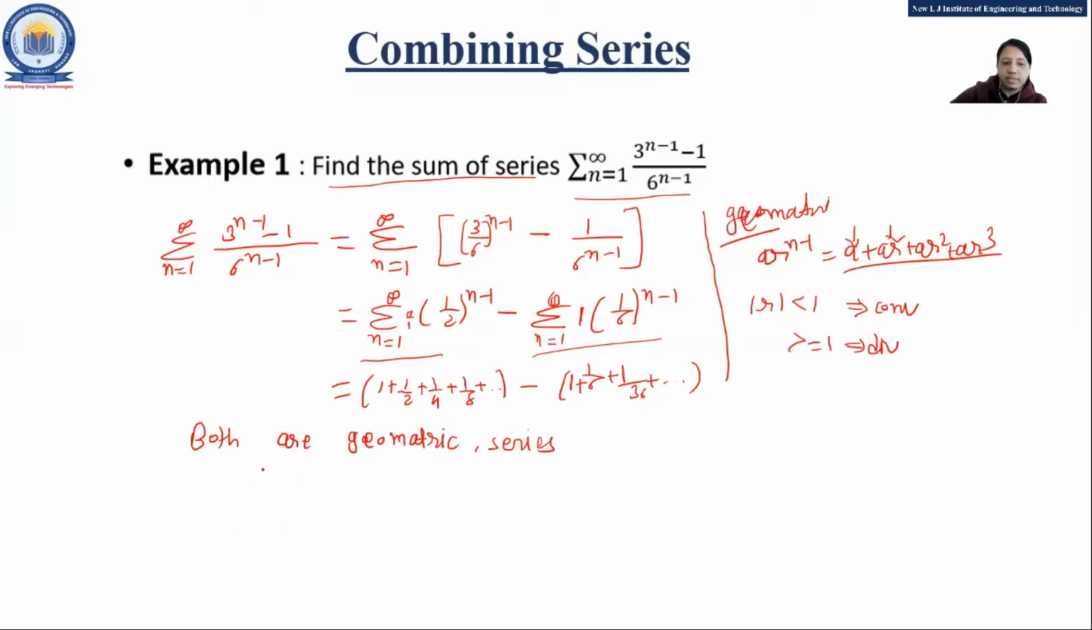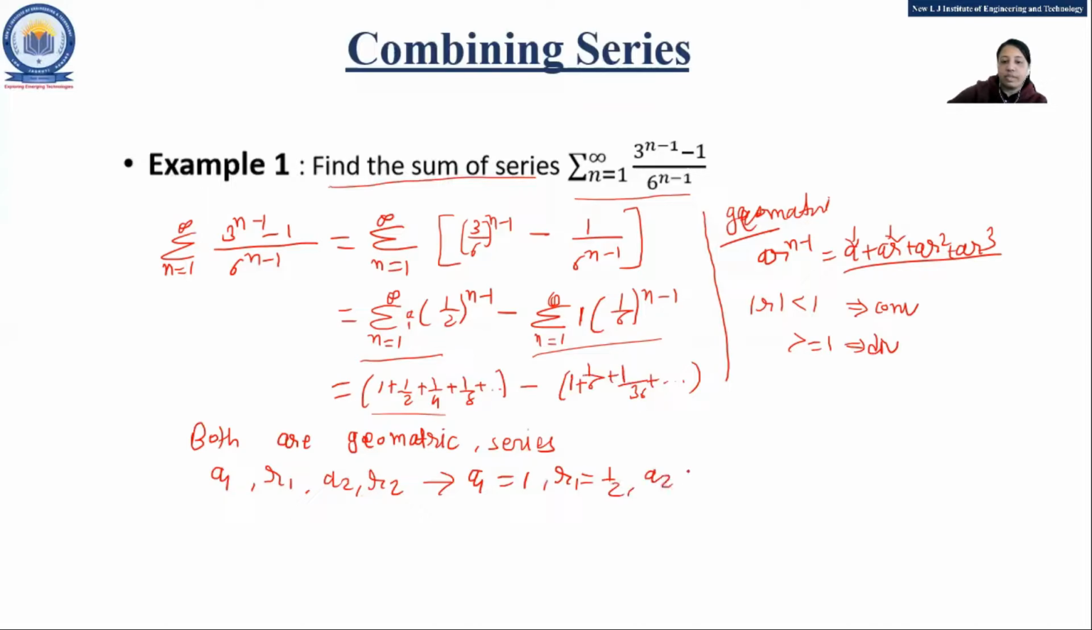So I will say that for this series, it is A1 R1. For this series, it is A2 R2. So now what is the value of A1 R1 and A2 R2? So we'll write that A1 equal to 1, and R1 is 1 by 2.